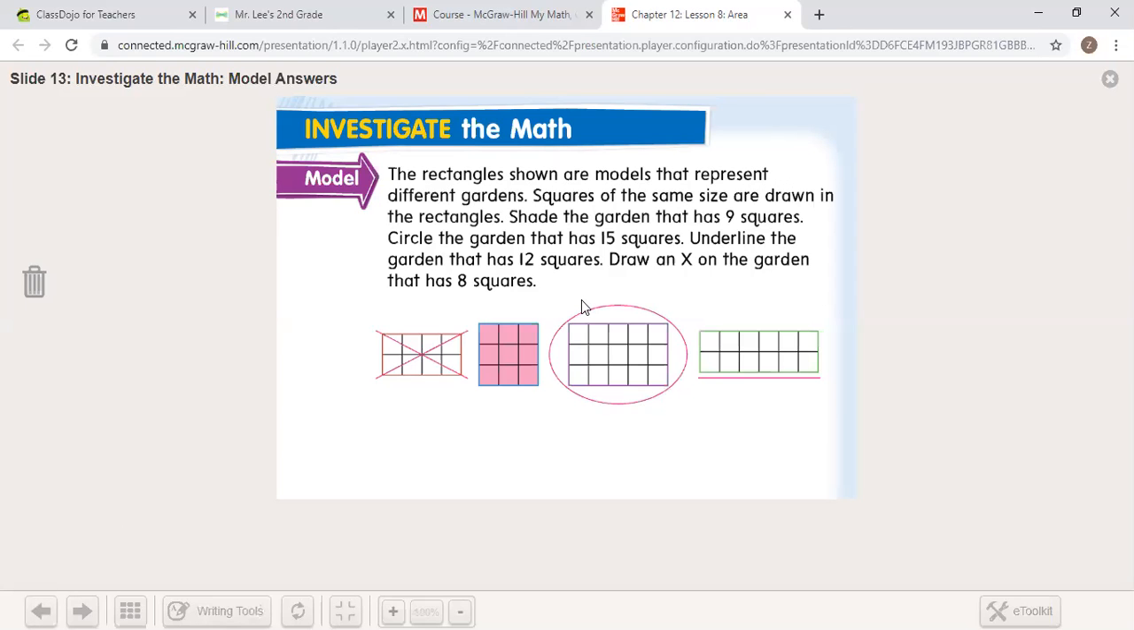So here, I'm looking at the area. I need to know in this square, how many equal squares can I fit inside of it? So I have 9 squares. Over here, this rectangle, how many equal squares can I fit inside of it? 8.